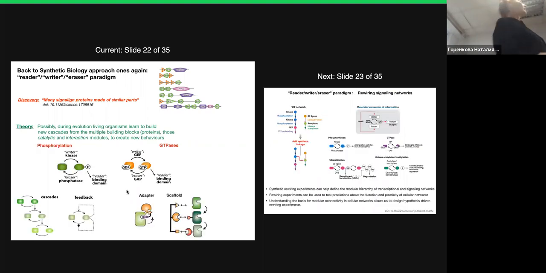Yeah, that's what I mean. Again, we come to the question of where to start from. Two switches, kinases, GTPases, some positive feedback, negative feedback, and then we can play with that. So we combine different structures and influence the outcome by combining different scaffolding proteins.